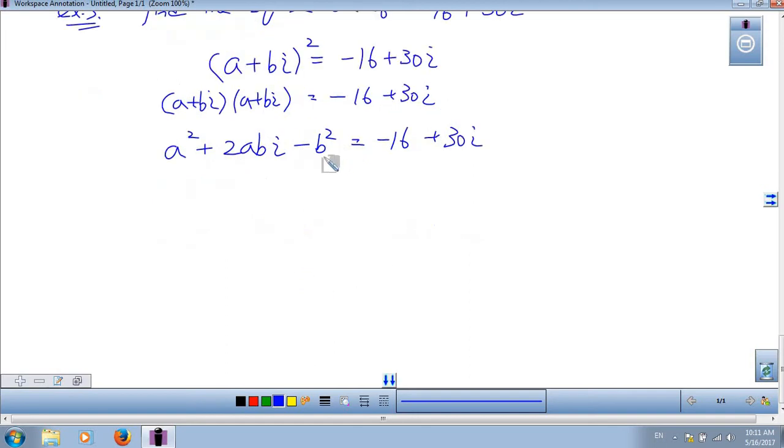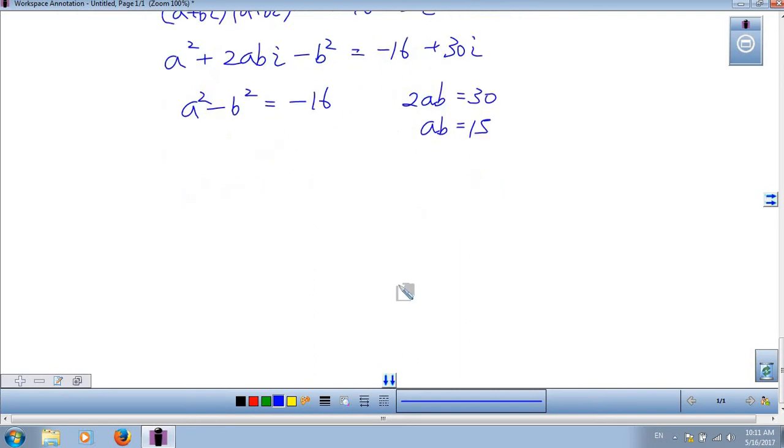Now take a look at this equation. We actually have two equations embedded in this one equation. We have the real number components: a squared minus b squared is equal to the real number component on the right hand side, which is negative 16. The imaginary number component, which is 2abi, is going to be equal to 30i. So 2ab has to be equal to 30, which means ab has to be equal to 15. So a times b has to be equal to 15, and a squared minus b squared has to be equal to negative 16. So this is a system of equations we can solve.